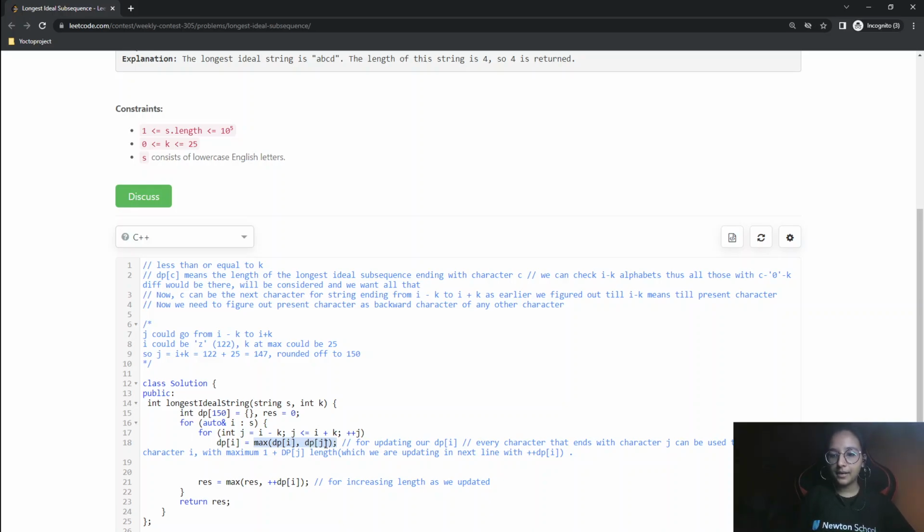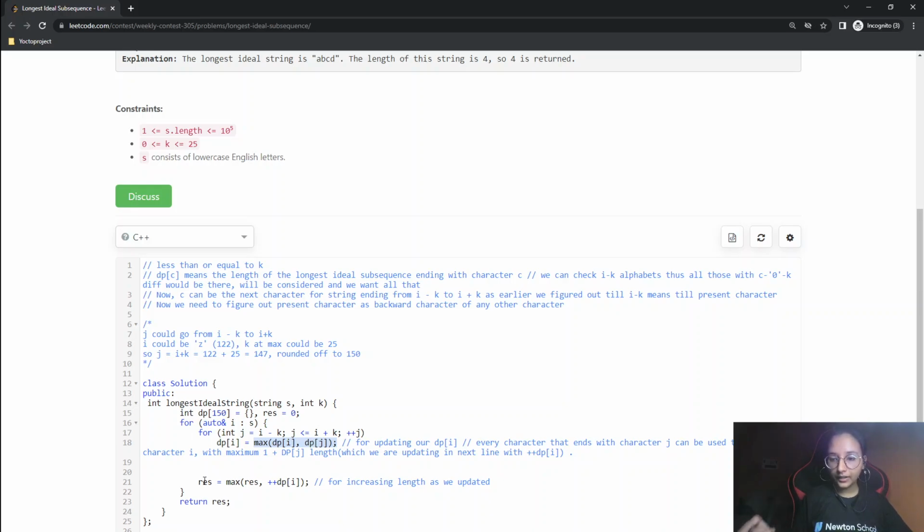And next comes the part of updating our DP of I. For every character that ends with character J, it can be used to append this character I with the maximum of 1 plus DP of J length. This 1 plus we have directly done here, not at this step, so that there is not much confusion. So here it will directly update whatever value was there at the position of J.